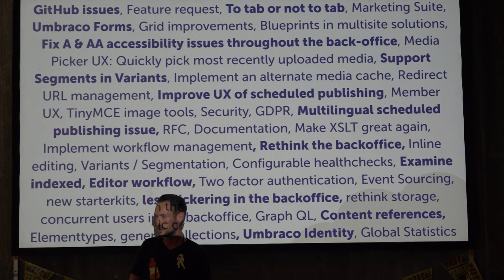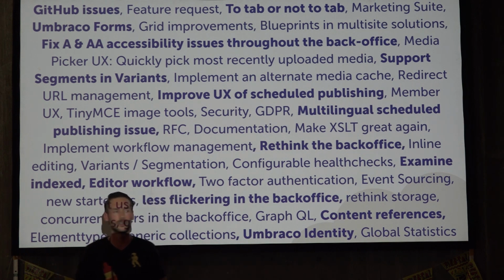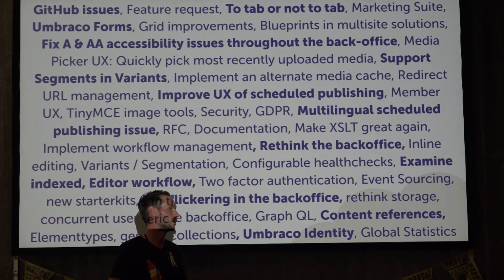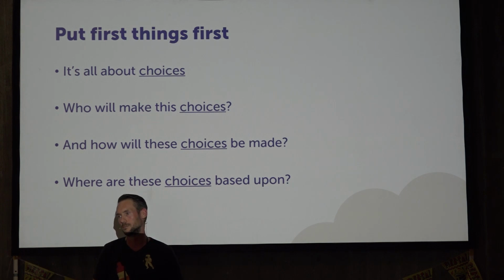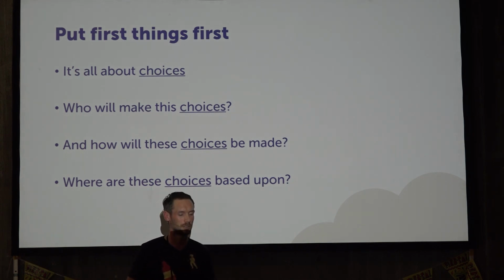And there's so much to do. If you look at GitHub, there are so many issues. You all got tons of ideas, and we don't have enough time to fix it all, so we have to make priorities. It's all about choices. It's thinking about who will make these choices, what they're based upon, etc.